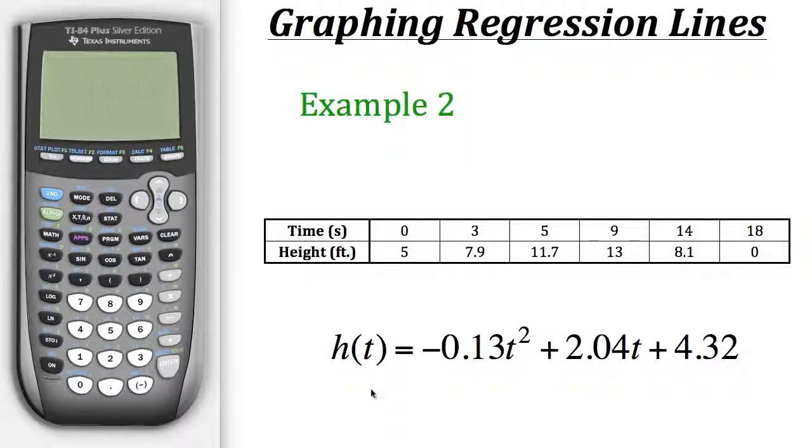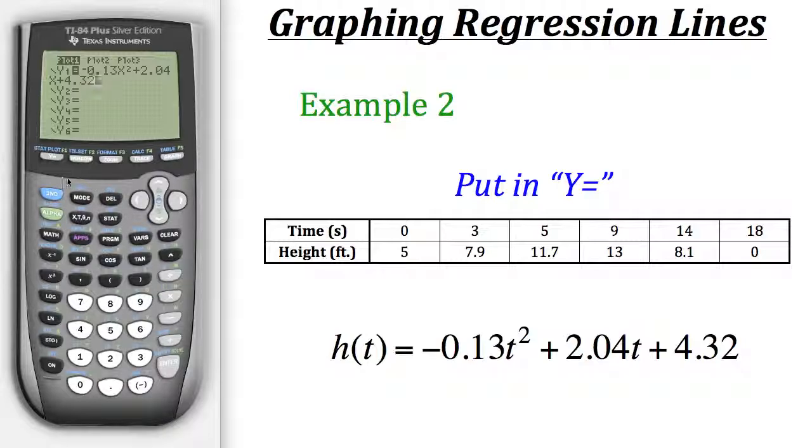Now, one method we could use to graph it on our calculator is pretty straightforward, just like graphing any other function. So if we go to y equals, we could just type the function into our y1. So we have negative 0.13x squared plus 2.04x plus 4.32.